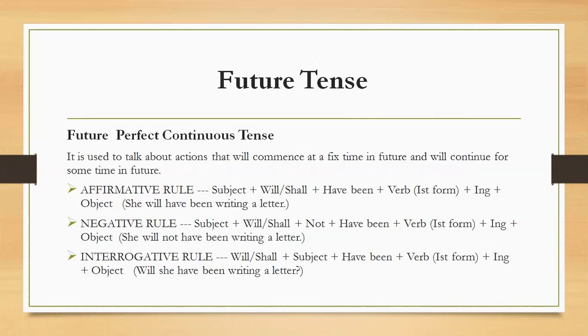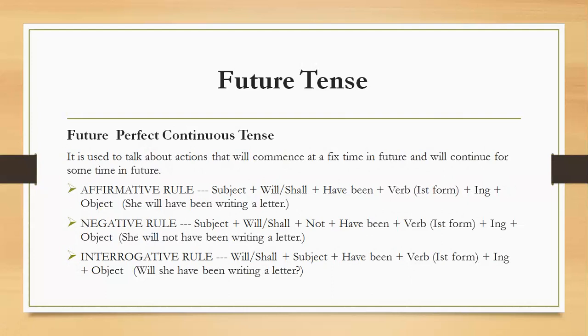Next category is future perfect continuous tense. What is future perfect continuous tense? It is the tense that indicates an action in the future that will have been continuing until another time or event in the future. For example, he will have been exercising for an hour at 2.